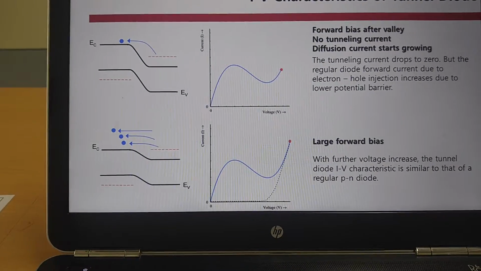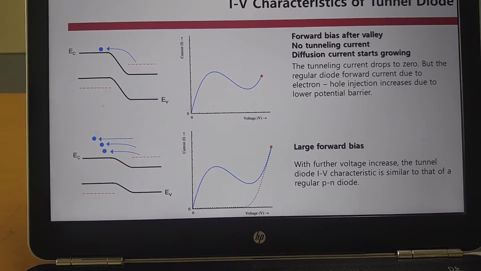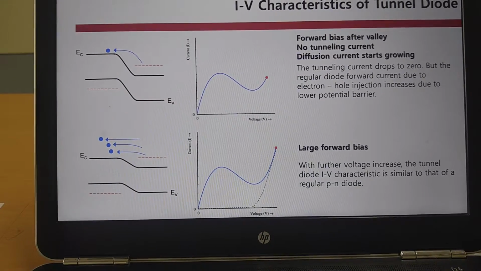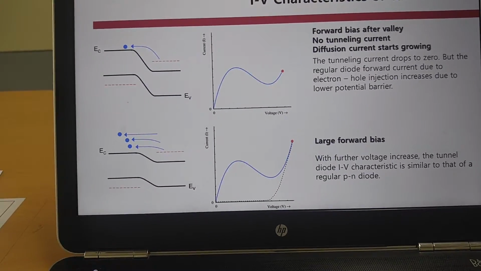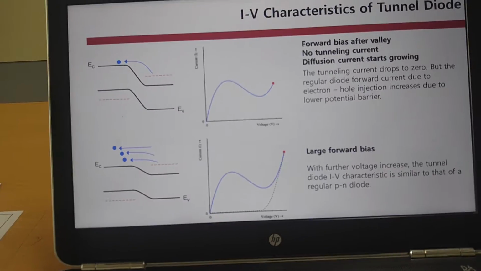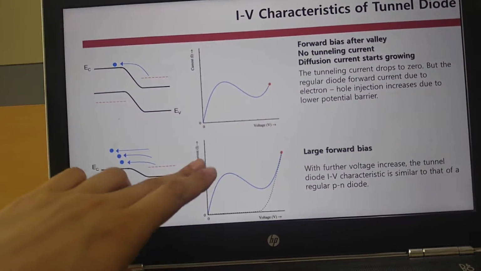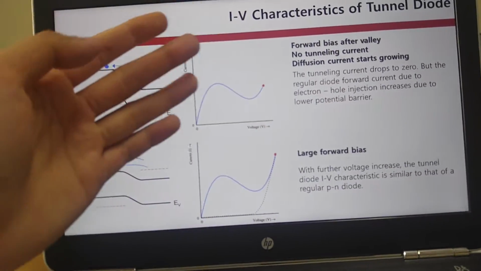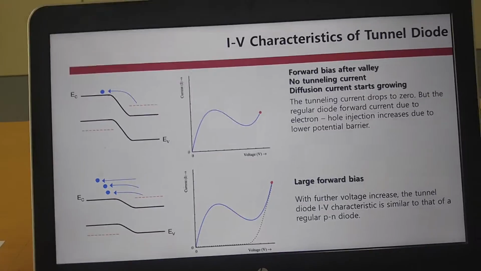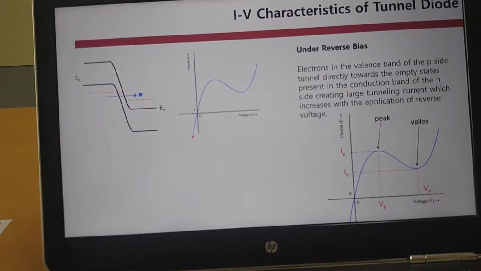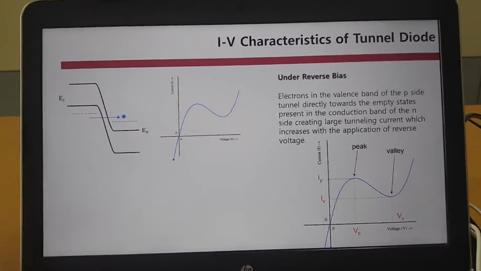If a large forward bias is given to the p-n junction, more current will diffuse to the p-side conduction band. For this reason, as the voltage increases, current will rise very steeply. And under reverse bias, it will operate opposite to the forward bias case that I talked about before.